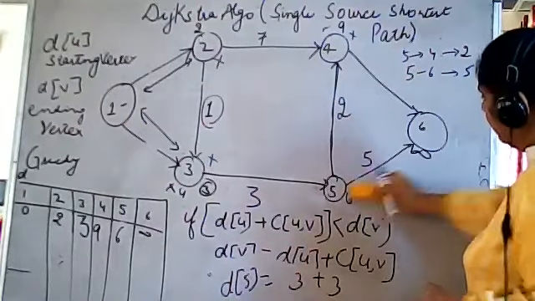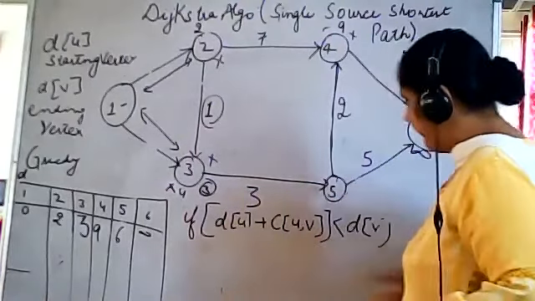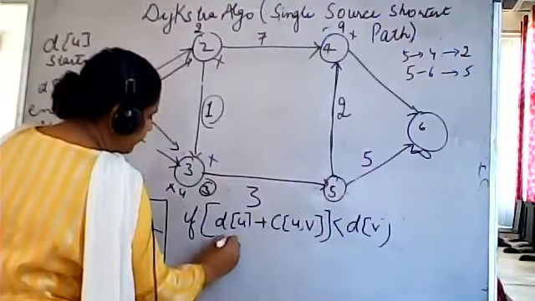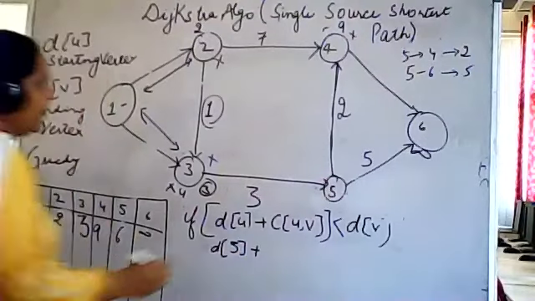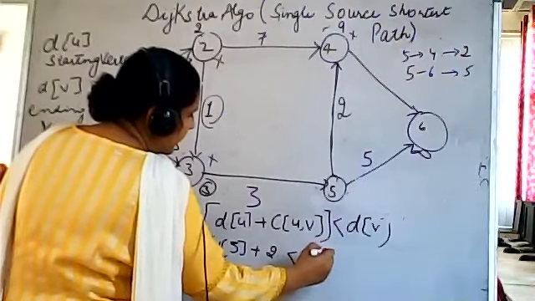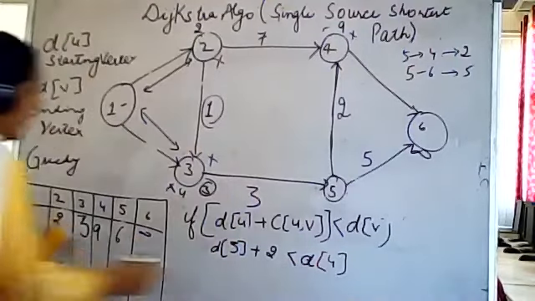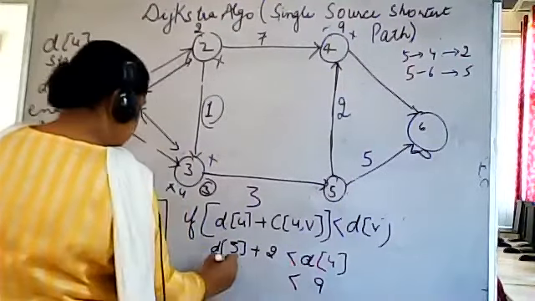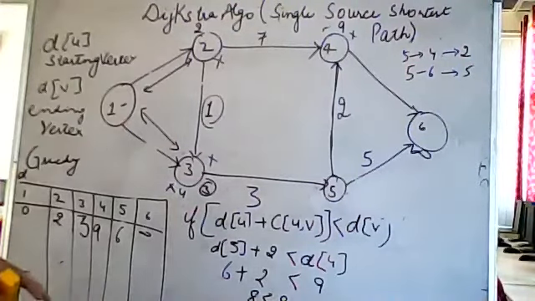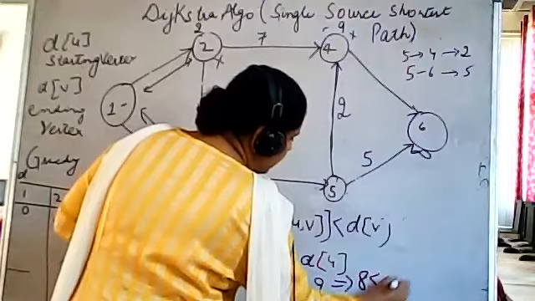Now, let's do it. D of u is D of 5, plus C of u comma v is 2, is less than D of 4, and D of 4 is what? 9. So 6 plus 2, 8 is less than 9. 8 is less than 9. I think you are not able to see it, so I'll be doing this. 8 is less than 9.